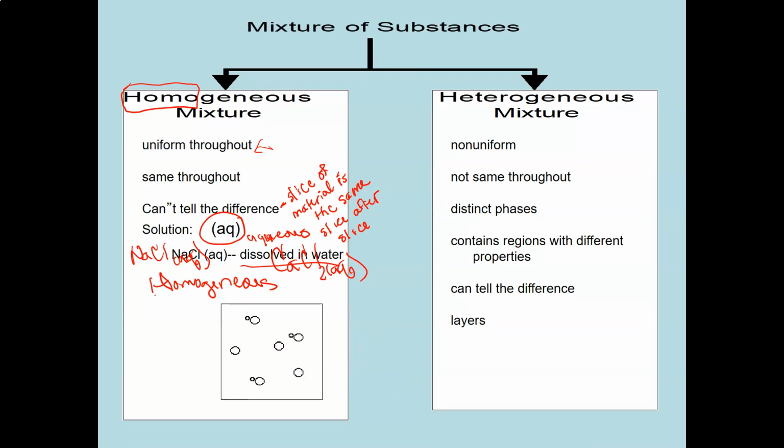Now, on the other side, we have what's called a heterogeneous mixture, non-uniform. If I take slices, I can either have distinct phases or I can have regions that are different. So your slice will be different from slice to slice. You essentially might have layers in there. Okay, so a heterogeneous mixture is something that can be a bunch of different things. I like to use pepperoni pizza.